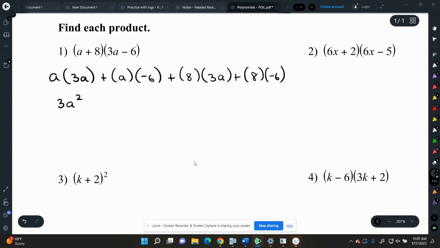And then we have A times negative 6, so that's negative 6A. 8 times 3A is plus 24A. 8 times negative 6 is negative 48. Combining like terms, these are my like terms. So we have 3A squared plus 18A minus 48. Good?